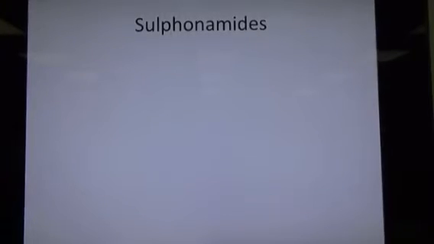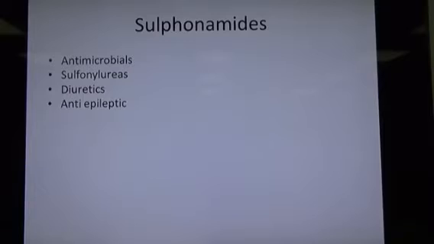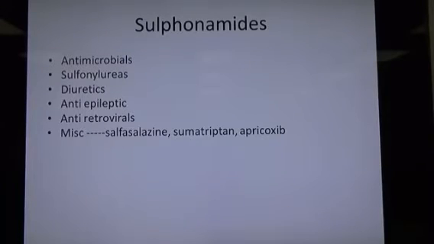Now, first of all, I'll take up sulfonamides. Sulfonamides are used as antimicrobials. Sulfonylureas are used as anti-diabetics. Chlorothiazide diuretics are also sulfonamides. There are certain classes of anti-epileptic drugs that come under sulfonamides also. Antiretrovirals, which are used for treating HIV. Then miscellaneous: sulfasalazine, sumatriptan, and apricoxib.